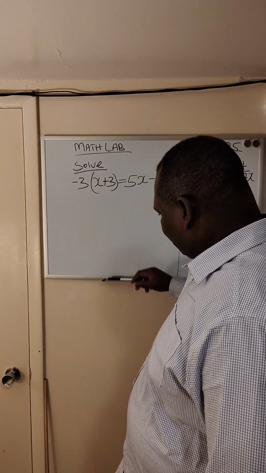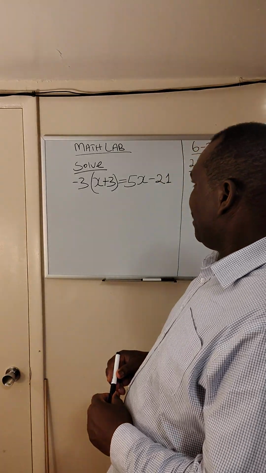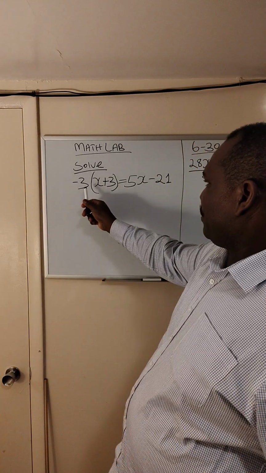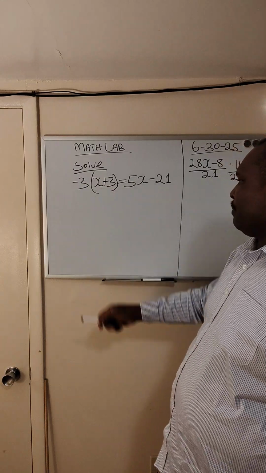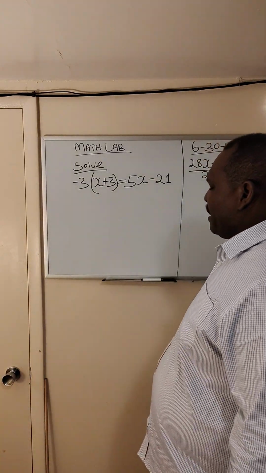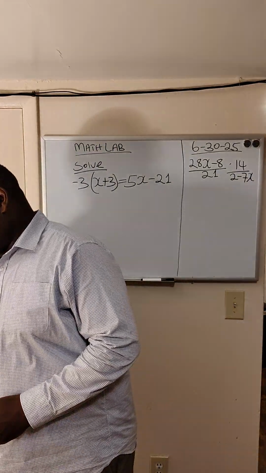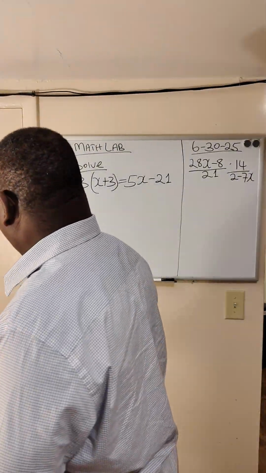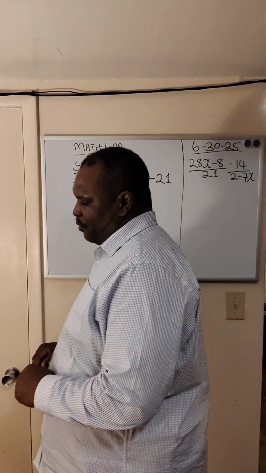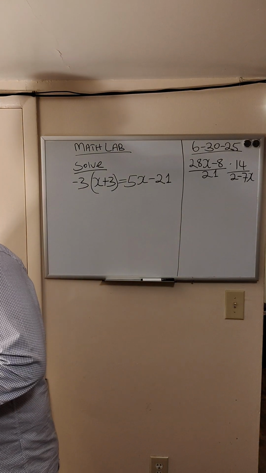So let's see what we have. We're being told to solve -3 and then we have a parenthesis, x plus 3, is equal to 5x minus 21. So let's see how we do this.